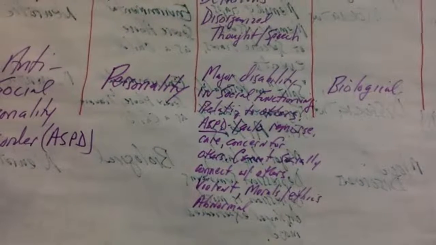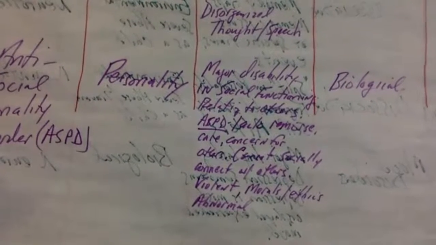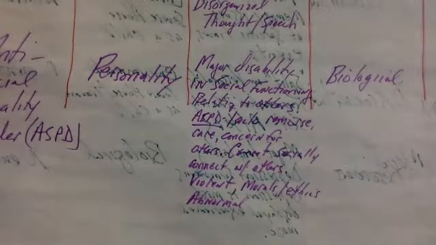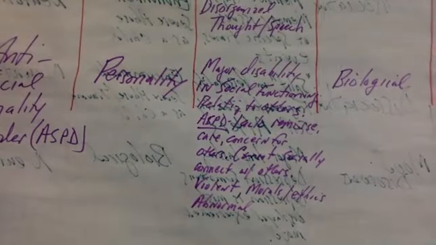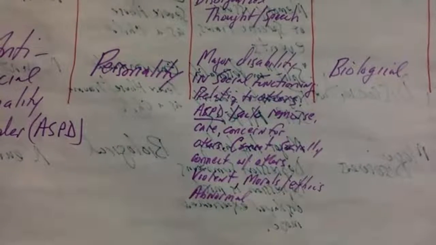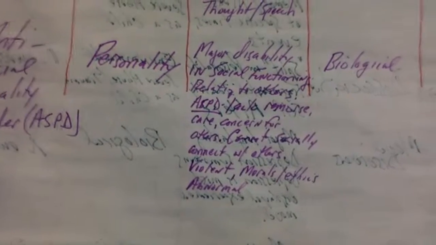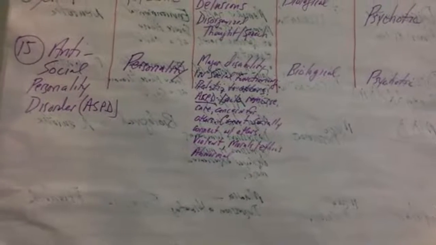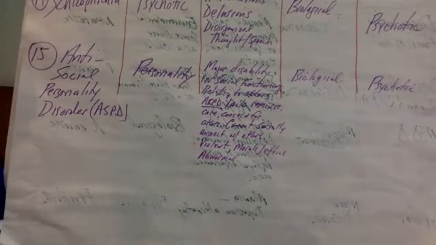With antisocial personality disorder, they lack remorse, ethics, care, and concern for others. They cannot socially connect with others. They can be violent, and their morals and ethics are generally abnormal or skewed in a negative light. Okay, this is biological, about relationships, and so on and so forth.